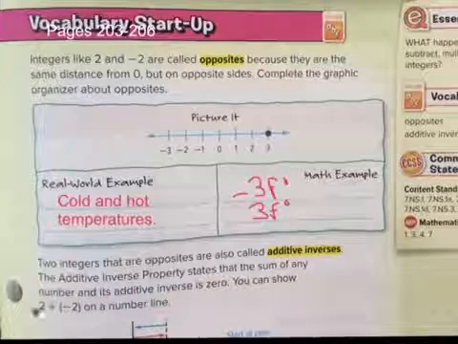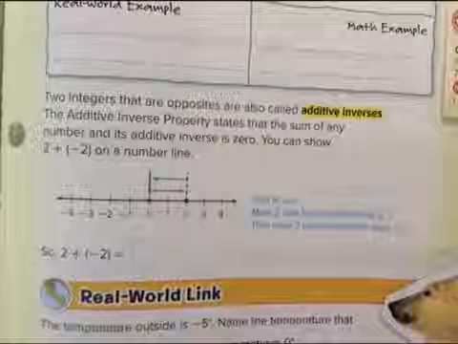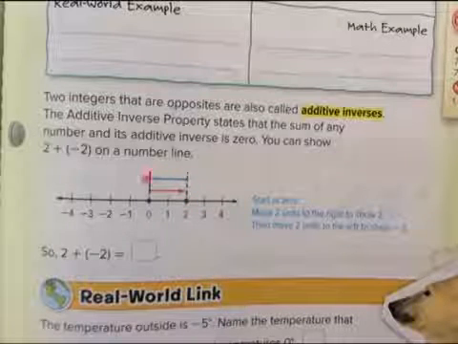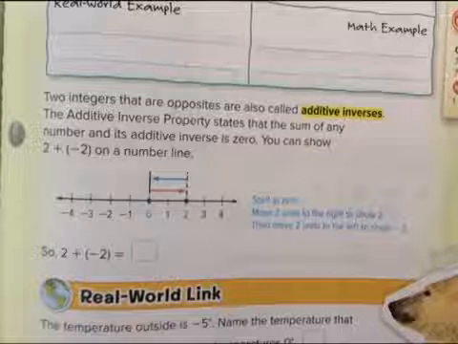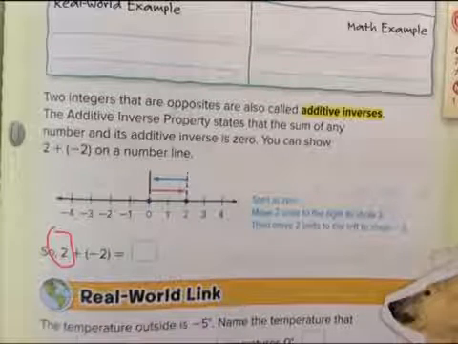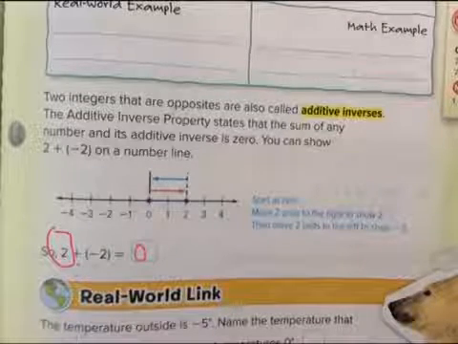You can show that by saying 2 plus -2 on a number line. You add 2, and then you take away the 2, and it's always going to bring you right back to 0. Or, in our dollar example, you have $2, and then you spend $2, you're going to have $0.